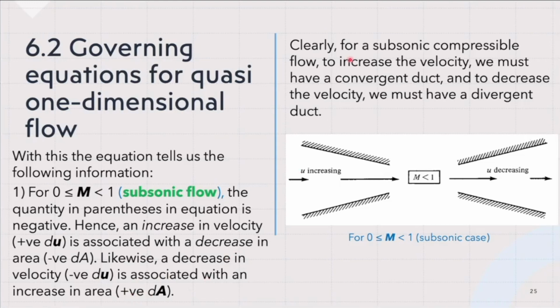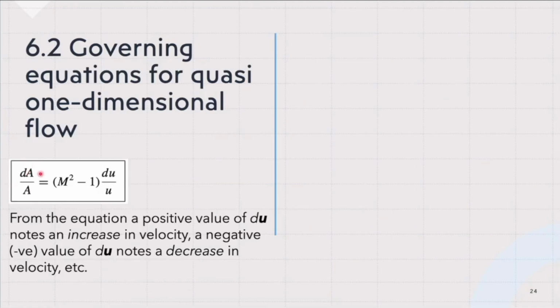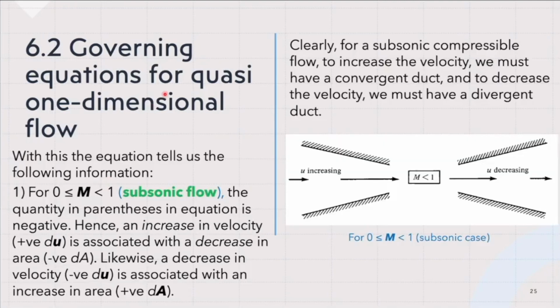So clearly, for subsonic compressible flow, to increase the velocity, we must have a convergent duct instead of a divergent duct, because a higher area leads to less velocity, and a small area leads to higher velocity. So to increase velocity, we must have a convergent duct, and to decrease the velocity, we must have a divergent duct.